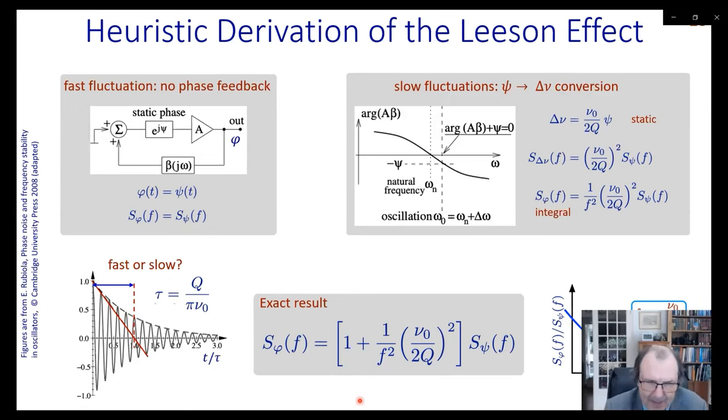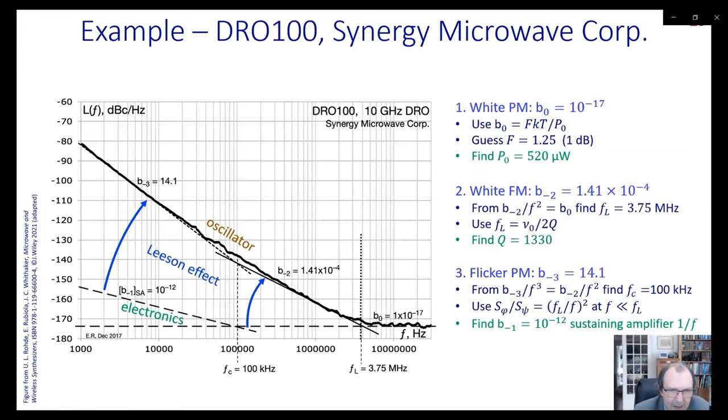So plotting this equation gives something like this: a constant part here, a 1 over f squared part here, which is a pure, loss-free integral, and the cutoff frequency that is called the Leeson frequency. So we're ready to see this in practice with the above example.